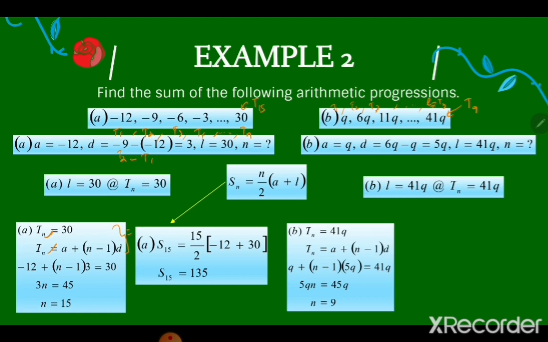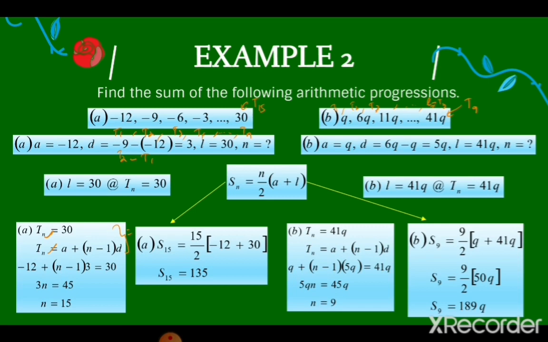Since we know that our n is 9, we can find the sum of the first 9 terms for that series. So substitute all the values. We have our S9 is 189Q. Simple, right? If you have the first term and the last term, it is easier to find the sum of terms by using this formula. But if someone asks me, can we use the other formula? Of course, you can. The answer will be the same.